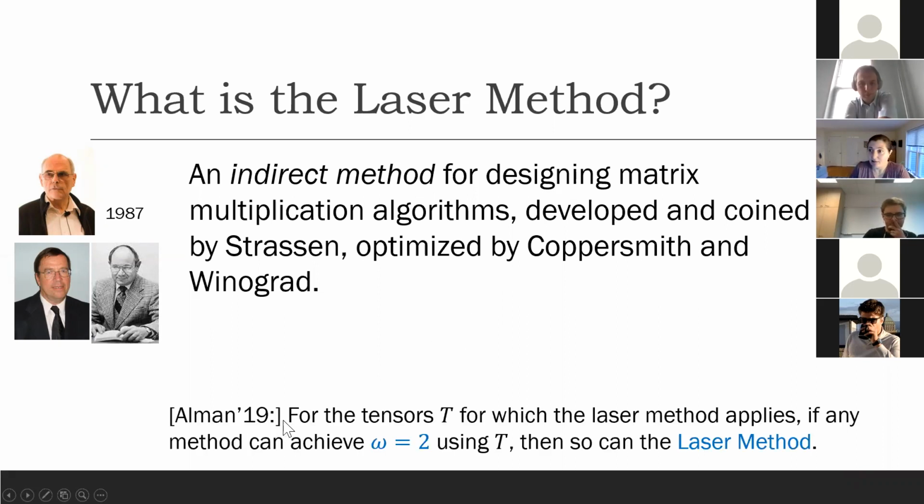In fact, Josh, who is now a professor at Columbia, showed in 2019 that there's a large class of tensors, which you can define, for which the laser method applies, whatever that means. For those tensors, if you can achieve omega equals 2 with them, then you can also do it with the laser method. So in a sense, this method is universal for a certain class of tensors.